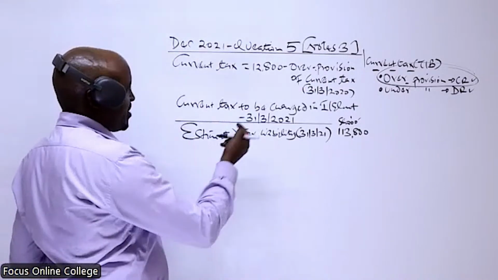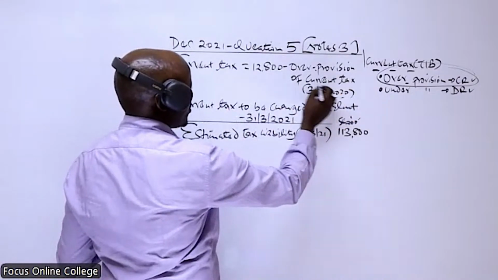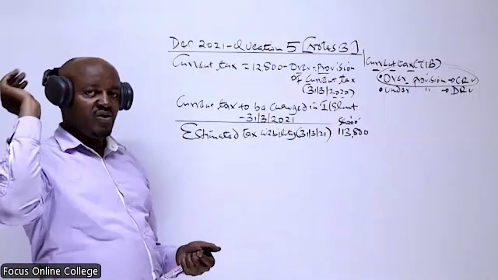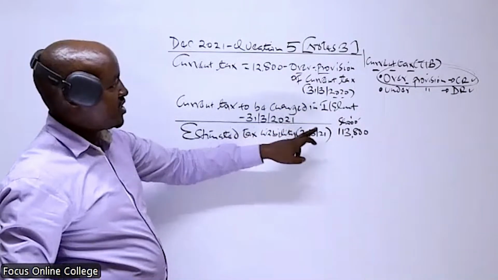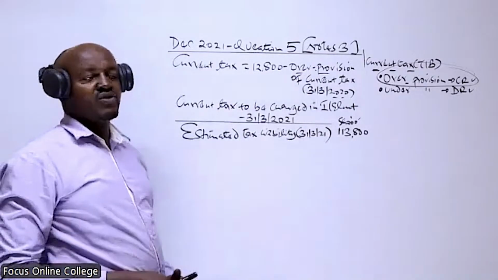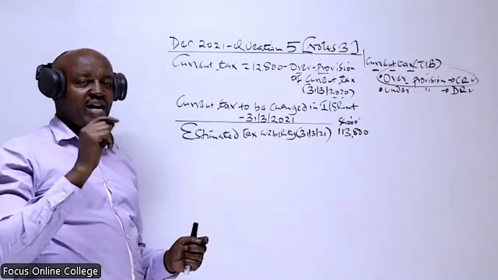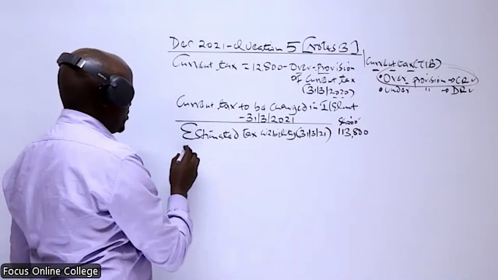113,800. And then remember in the previous year, 2020, there was over provision. This over provision in 2020 will be brought to the current year, 2021, and be deducted from this. If it was under provision, we still bring it to the current year and we add it to this. But take into account it is an over provision.